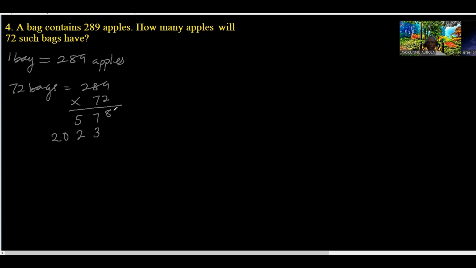Then 7, okay, I think that's the 2A. So we want to add up these lists together. Then we have 8 drop down. This is 0. That's 10 as 0. So 7 plus 1, that's 8. Then 0 and 2. So that means it's going to be 20,808 apples in 72 bags.